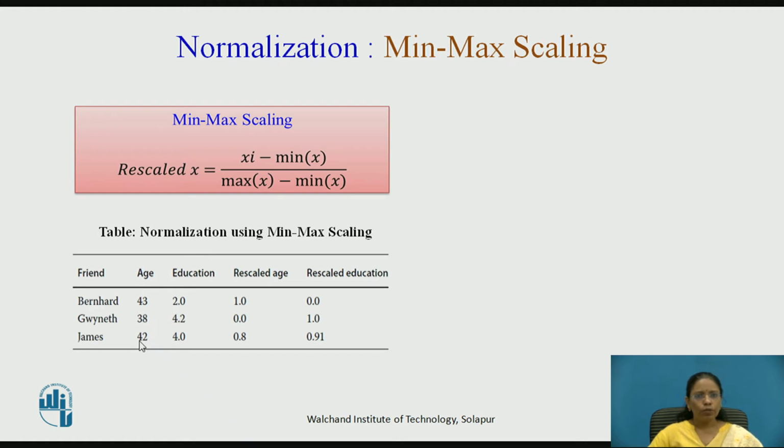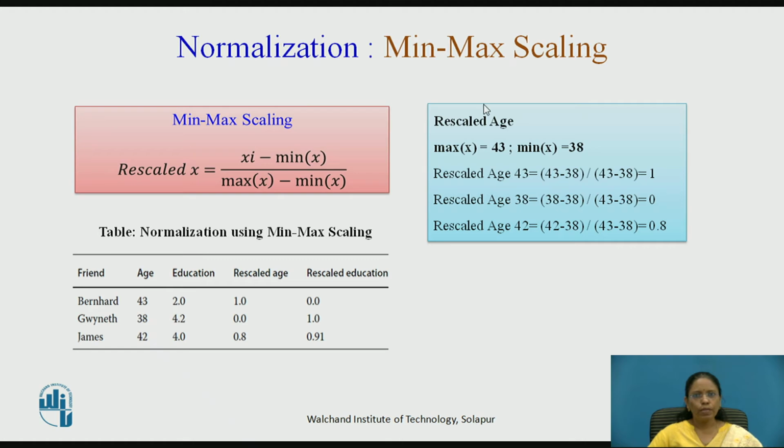So here we again mention the ages in years, and we find the rescaled age. In this rescaled age, the max is 43 and the min is 38. So 43 and 38 are mentioned here, and the rescaled age for 43 can be calculated using this formula: xi stands for 43 minus the min of age, which is 38, divided by max minus min, which is 43 minus 38. The value comes to 1.